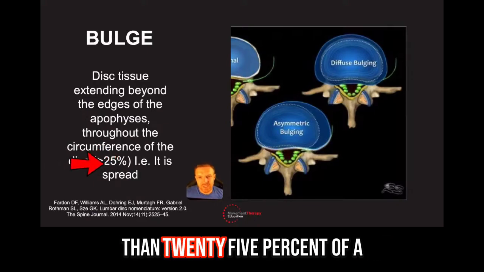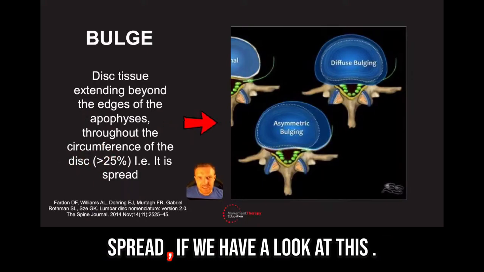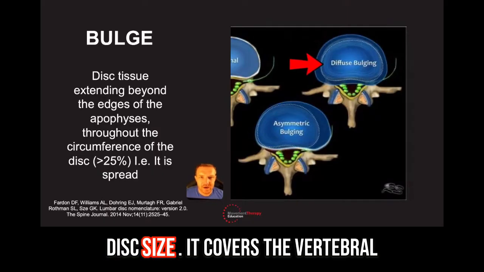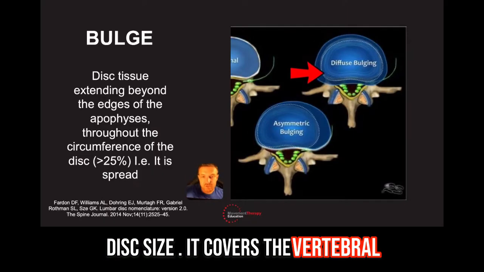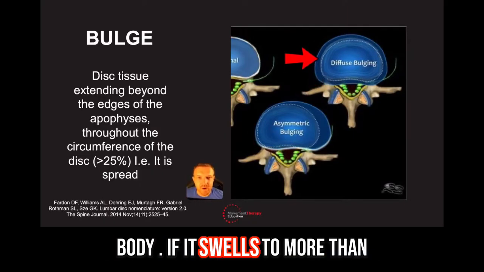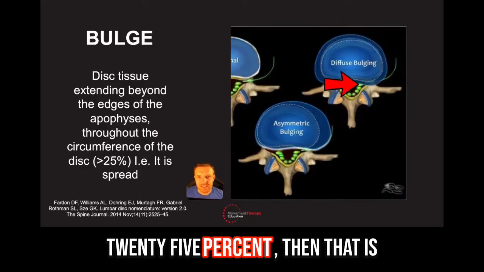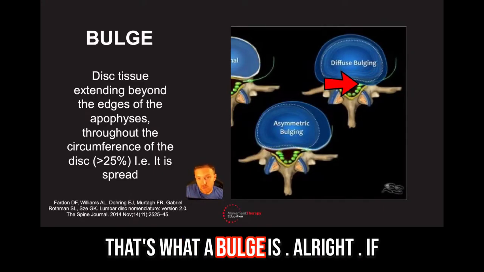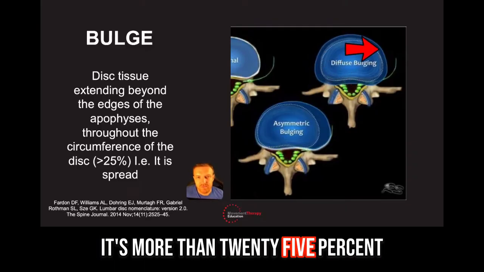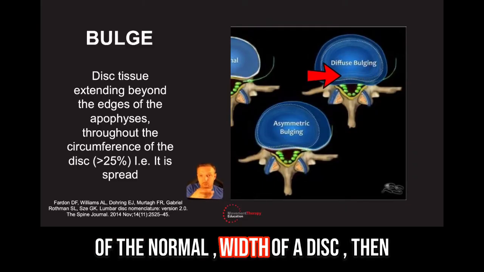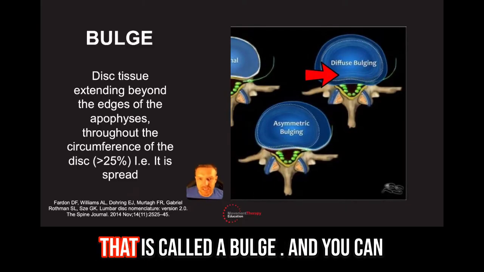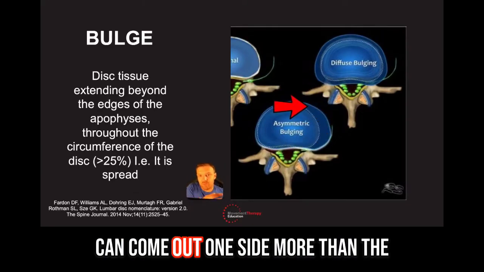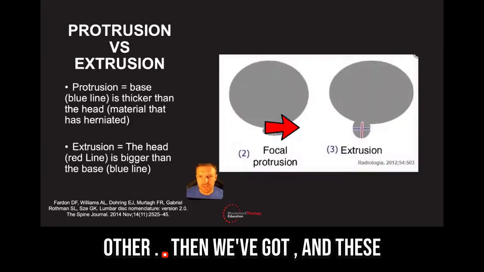If it's more than 25% of a spread, if we have a look at this is your normal disc size. It covers the vertebral body. If it swells to more than 25%, then that is called a disc bulge. That's what a bulge is. All right. So if it's more than 25% of the normal width of a disc, then that is called a bulge. And you can have asymmetrical bulging, so it can come out one side more than the other.